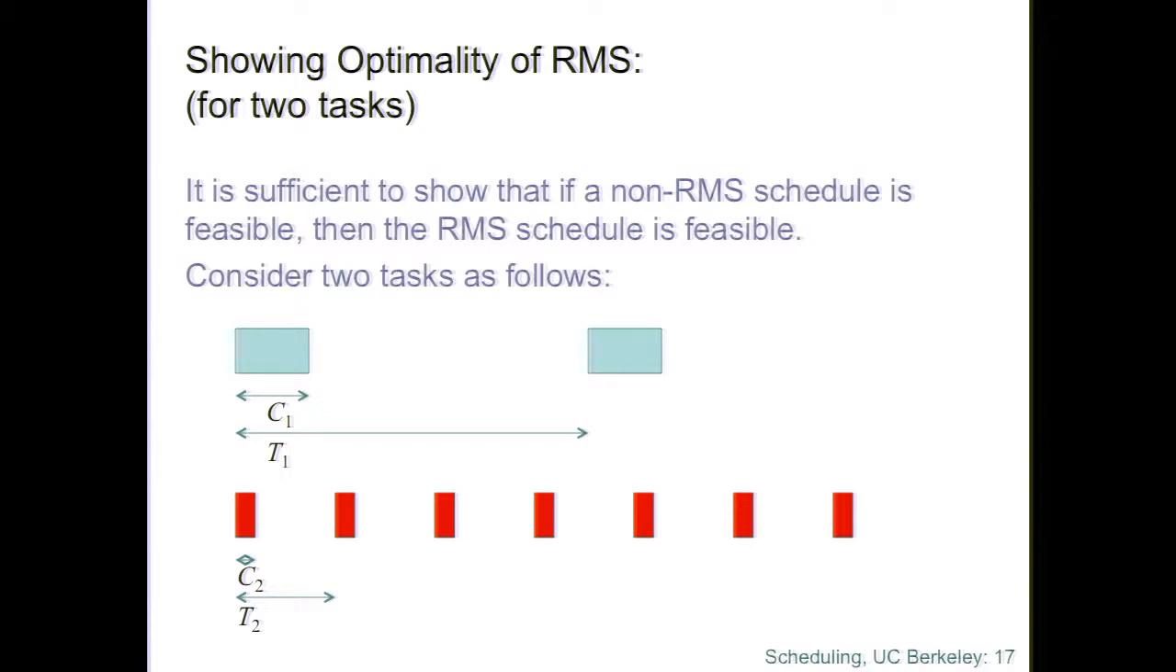So the statement here is that if there is a priority assignment that yields a feasible schedule, then the rate monotonic priority assignment yields a feasible schedule. Okay? So you just need to find one priority assignment that yields a feasible schedule. You don't have to look at all the possibilities. If you can show that the mere existence of that one implies that rate monotonic works, then you're done.